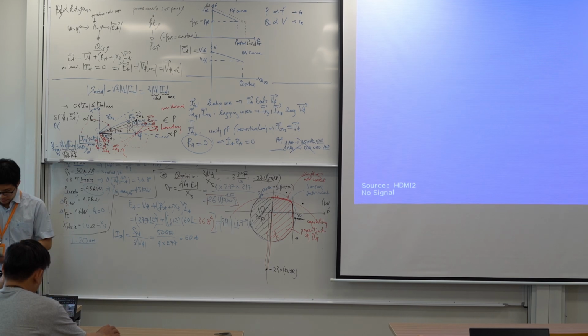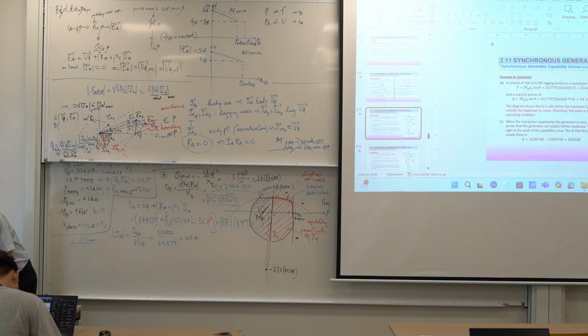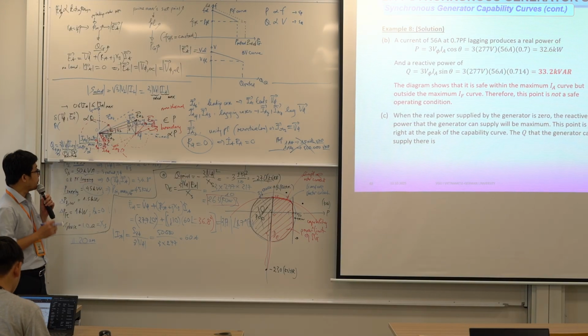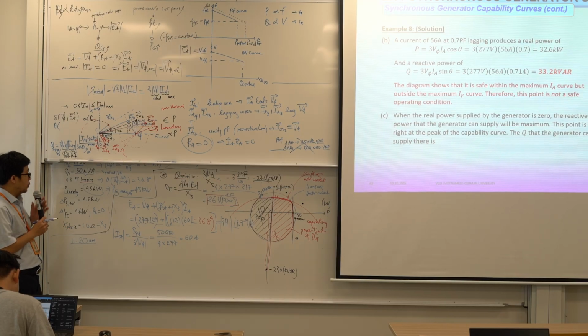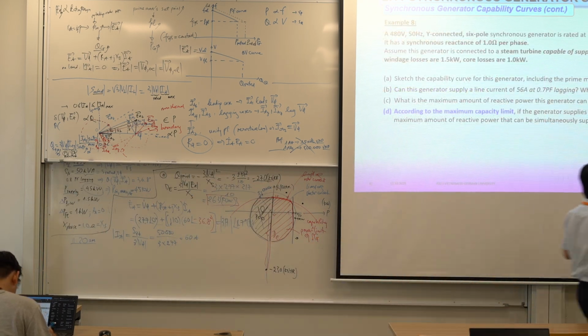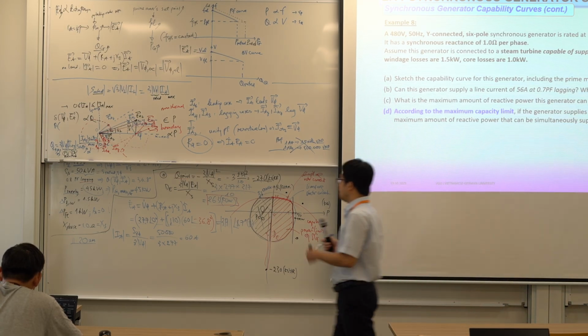Okay, continue. So, question B. The question is whether this generator can supply a line current of 56 ampere at 0.7 power factor lagging. Why and why not?